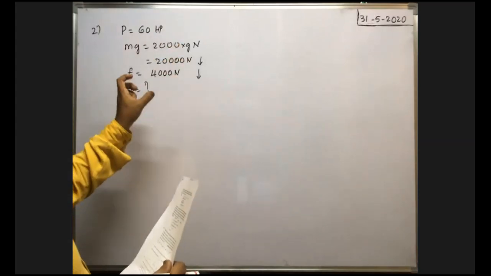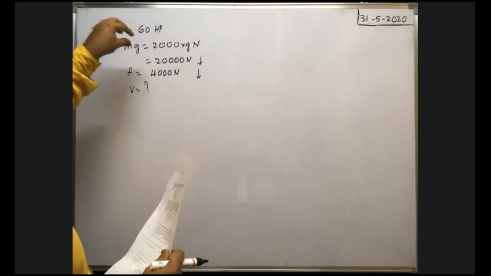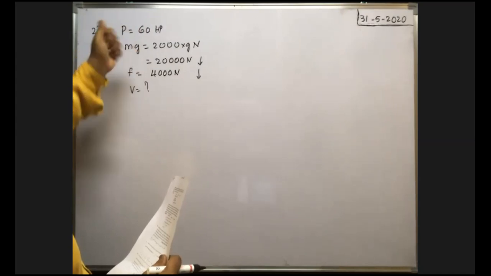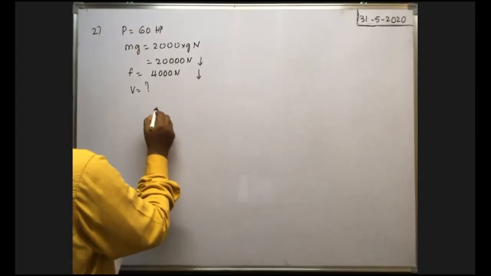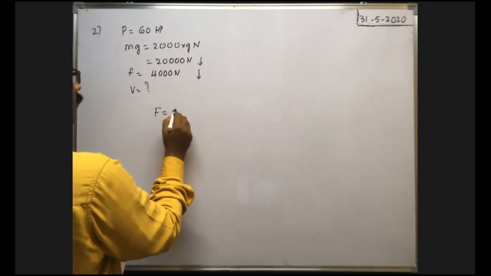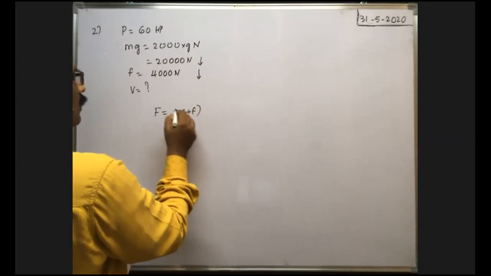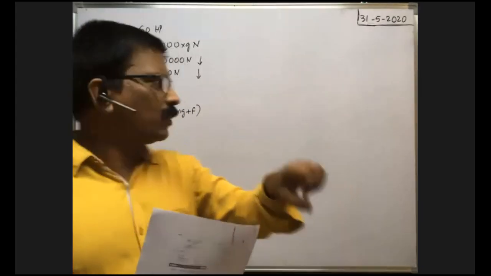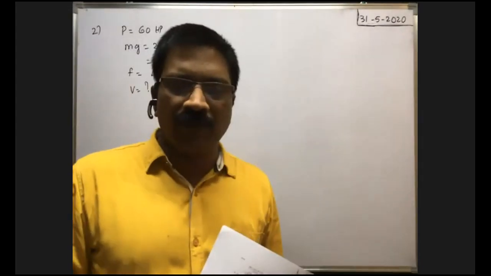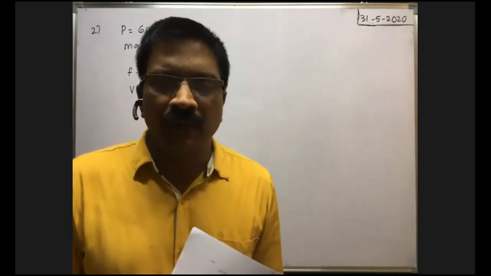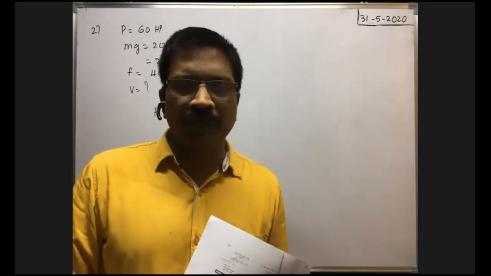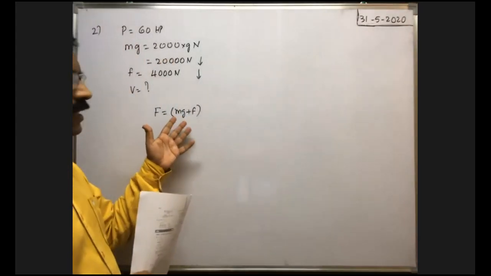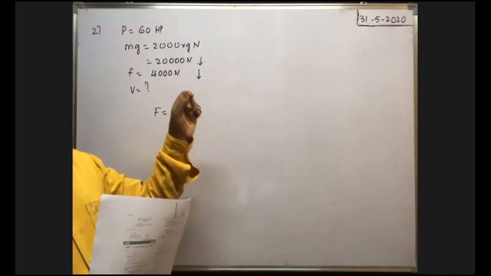So in order to move the lift in the upward direction, the total force to be applied on the elevator by means of a rope with the help of the motor is equal to the sum of these two. So total force required is equal to the sum of weight plus friction force. The total force to be applied on the lift by the rope is equal to mg plus f. That is to be applied on the elevator by means of the rope.